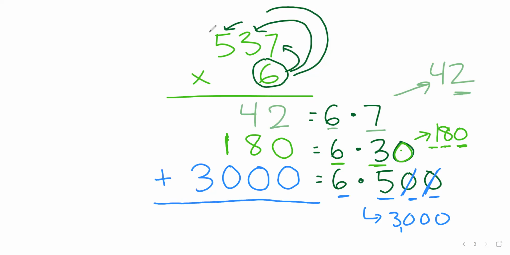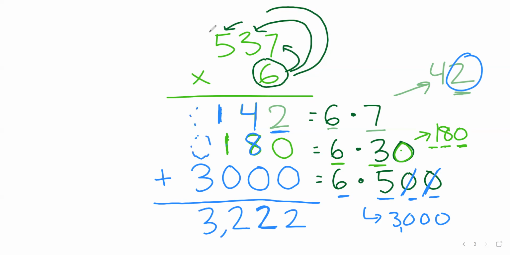And notice everything's already in the right place value. This 2 from 42 over here, there it is, my ones place, right? So 2 plus 0 is 2. 4 plus 8 is 12. So I'm going to carry over that 100, right? This is actually technically 80 plus 40, which is 120. And now I'm adding up in my hundreds place. 100 plus 100 is 200. And then I have 3,000. There's nothing there, right? These are just zeros.